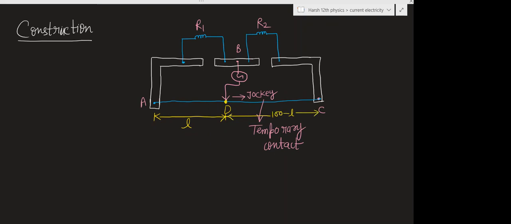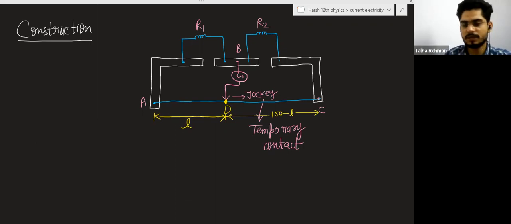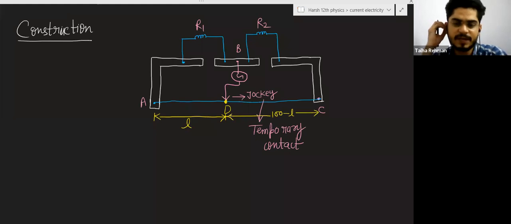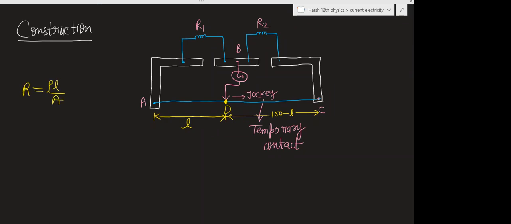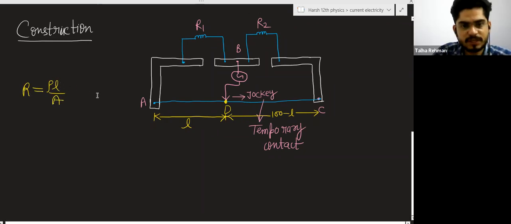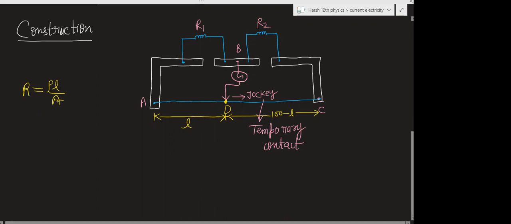We already know that in a wire we can calculate the resistance according to length and area: R = rho L divided by A. Here rho is the resistivity of this wire, L is the length of this wire, and A is the area of cross section of the wire.